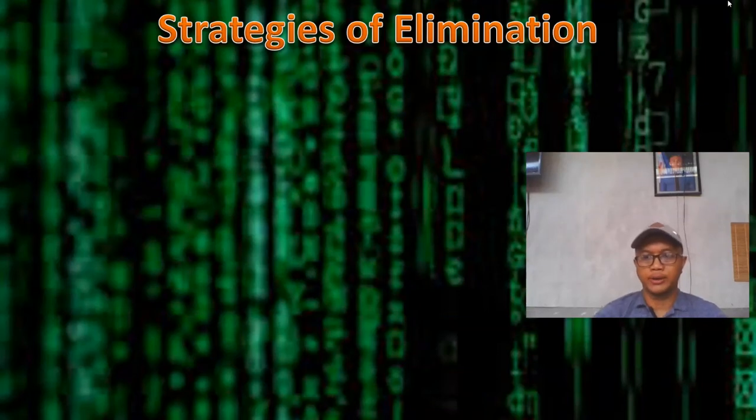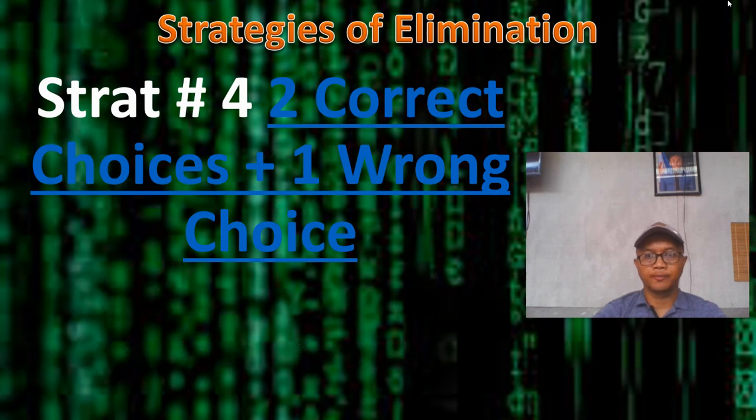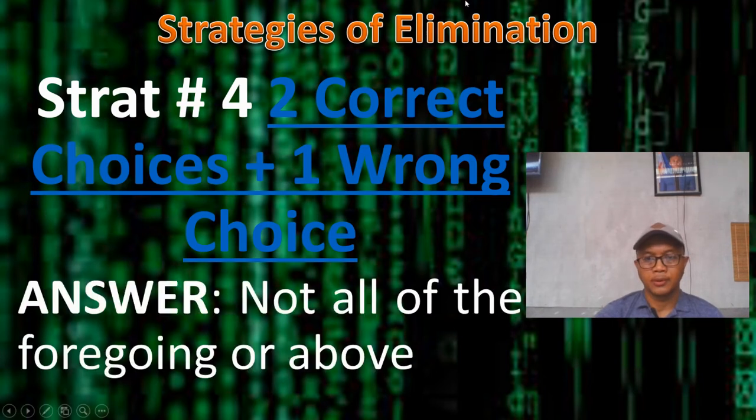Let us now continue with the next strategy. That is, when you encounter two correct choices and one wrong choice in the question. So, how will you treat such type of question? The answer or possible answer to this type of question is not all of the above or not all of the foregoing.